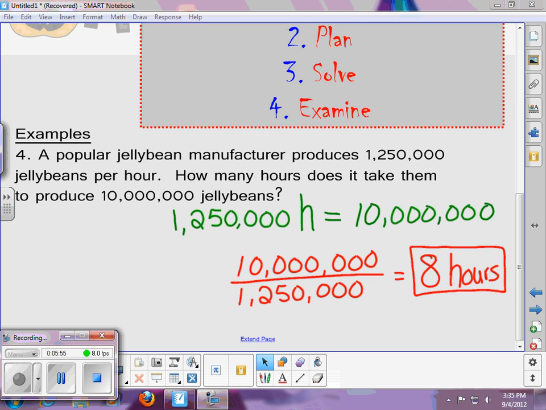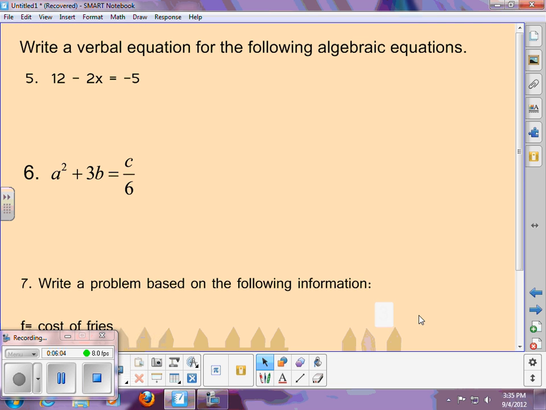If you will turn your notes over to the next page or the other side, we continue on with examples 5, 6, and 7. The first 2 examples on the back side ask you to write a verbal equation for the following algebraic equations. If you remember again from chapter 1, this just means to write it out in words. So if I read the problem number 5 to you, I've basically given you the answer.